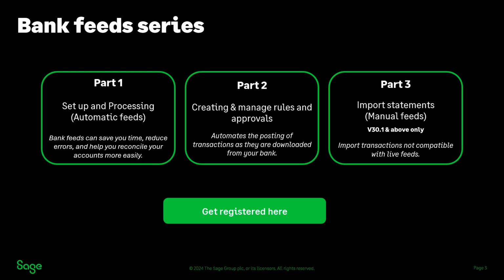And then obviously part 3, which is the session we're on today, you do need to be on version 30.1 and above to be able to use this feature to import what we call manual feeds. Usually this is typically utilised when your bank is not compatible with downloading bank feeds. So it just gives you that flexibility to be able to use this functionality even when your bank is not compatible. But again, keep an eye out for those future sessions coming in January.